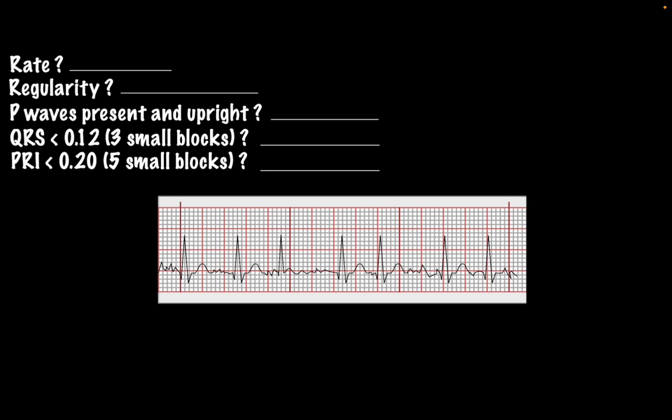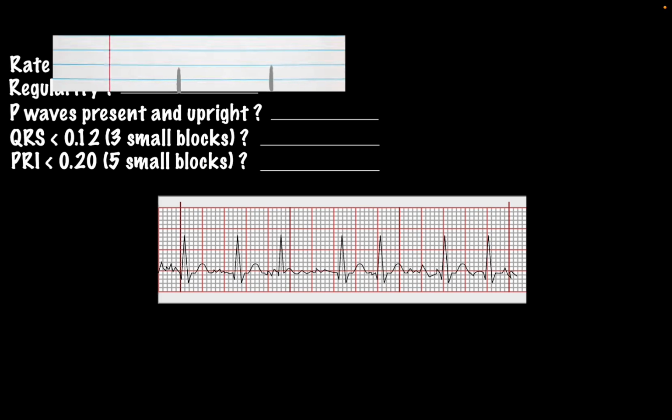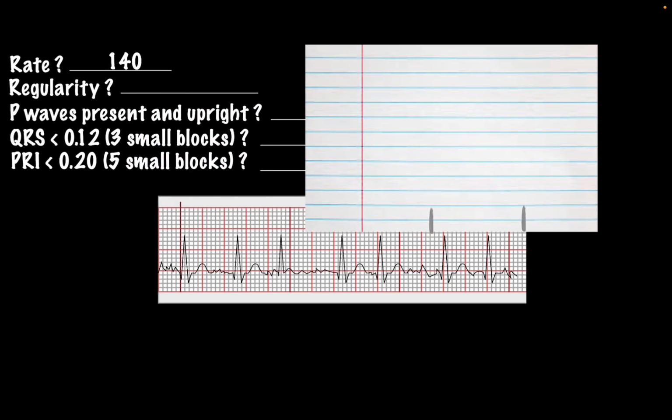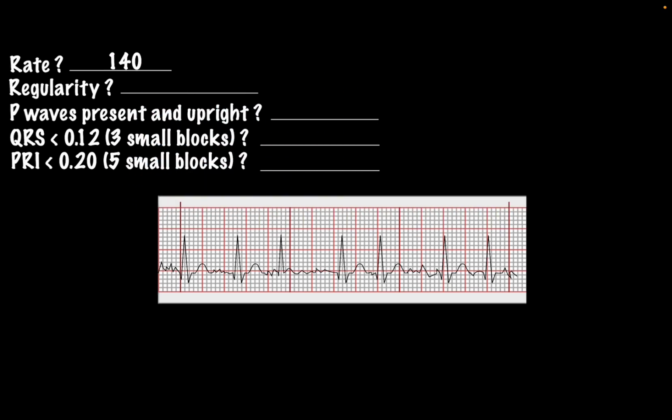Well, we have a rate of 7 complexes times 2, which is 14, so we end up with a rate of 140 again. Regularity, let's check that. It does not appear to be regular at all, so we're going to go ahead and call this rhythm irregular.